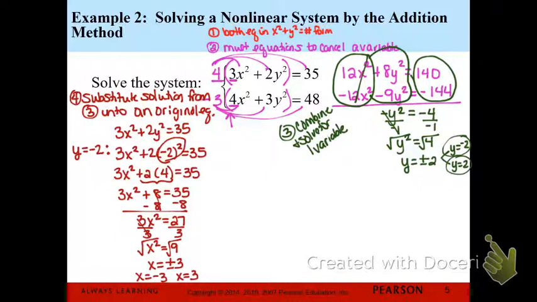Okay, so what we got from this is when y is negative 2, we had two x values, correct? So when x is negative 3, y will be negative 2. And when x is positive 3, y will also be negative 2. So we have two solutions from that one part. But we're not done. We still have the second y value to check.